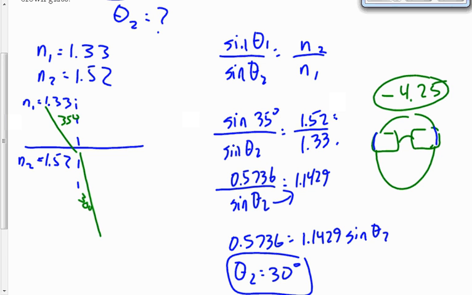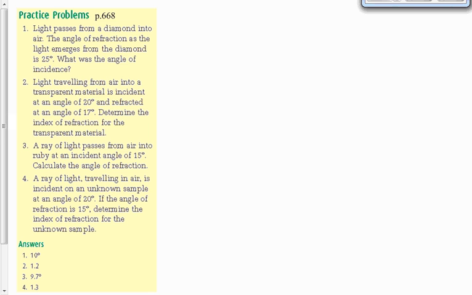All right, let's look at 4 practice questions that go along with that. Page 668, please. Let's do questions 1, 2, 3, and 4. Let's see what you can get done on those right now.